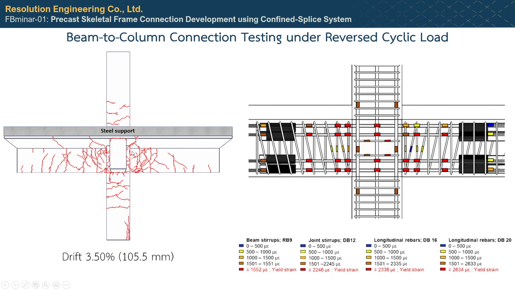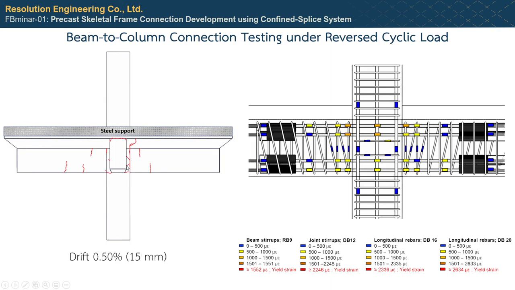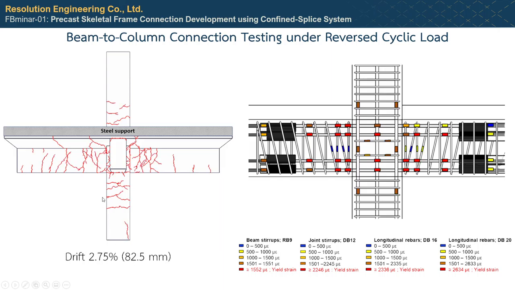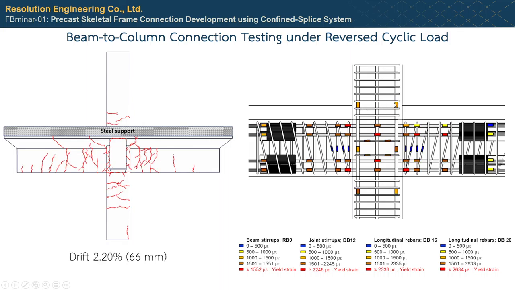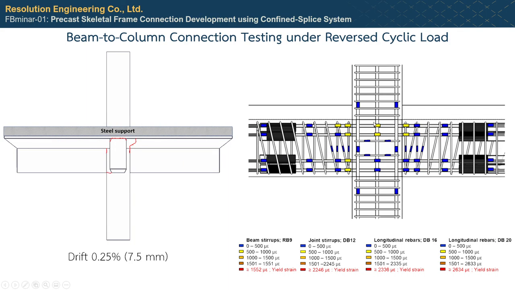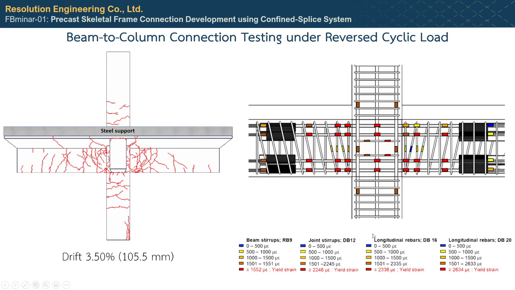You can see the crack development. Okay, let's start. You can see the development of the flexural cracking, but around 3% drift you can see the inclined crack. So the inclined crack comes at a very high drift level. And on the right-hand side is the location of the strain gauges in colors, and the strain magnitude is denoted over here.